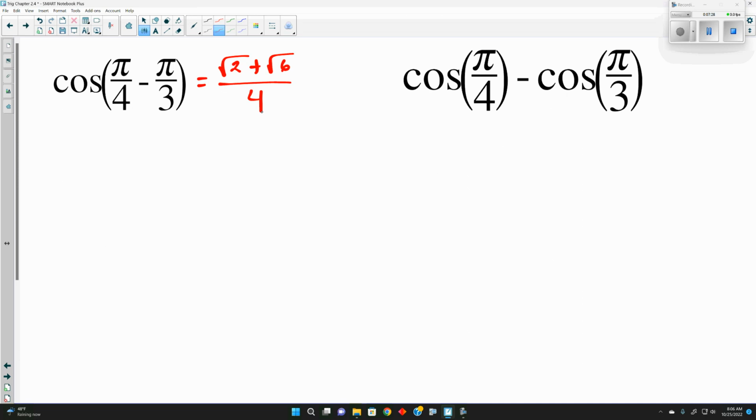Now, if we did them independently, because it's very tempting to just say we're really just subtracting cosine of those values, we're not going to get the same thing. Because as we said, cosine of pi over 4 is square root 2 over 2, and cosine of pi over 3 is 1/2. So really what we're saying is that we have the square root of 2 minus 1 over 2. These aren't the same value.